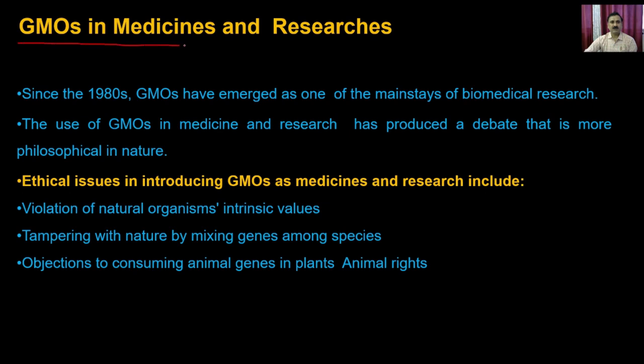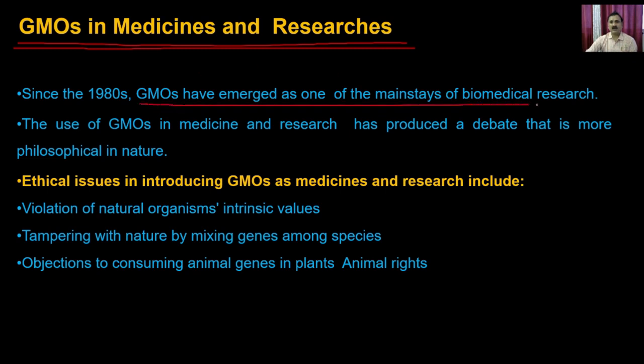Apart from GM crops, genetically modified organisms are also playing an important role in medicines and research. So GMOs have emerged as one of the mainstays of biomedical research. For example, GMOs are being used to produce insulin and other kinds of biologically relevant products.